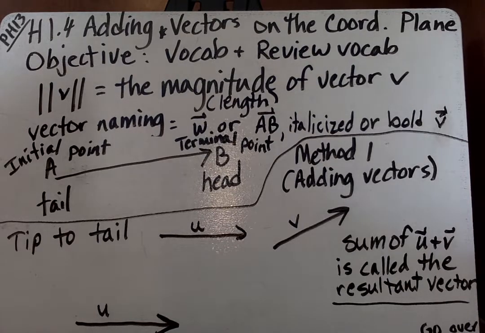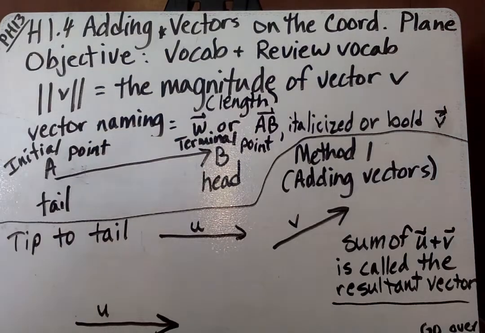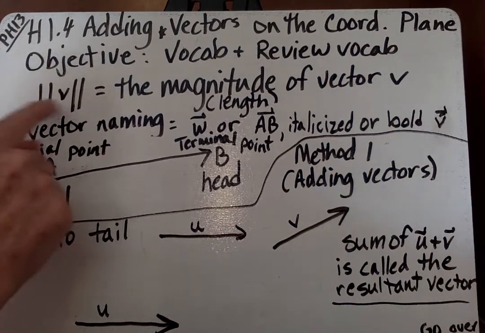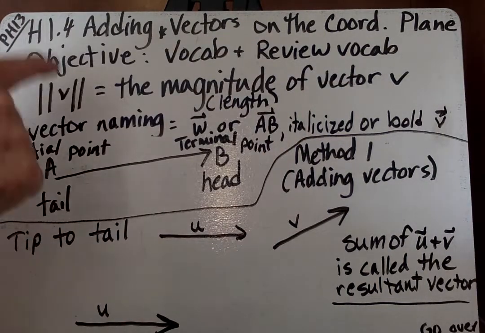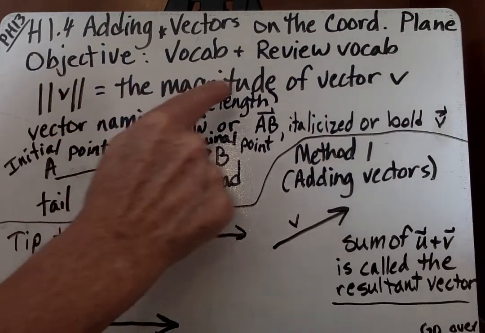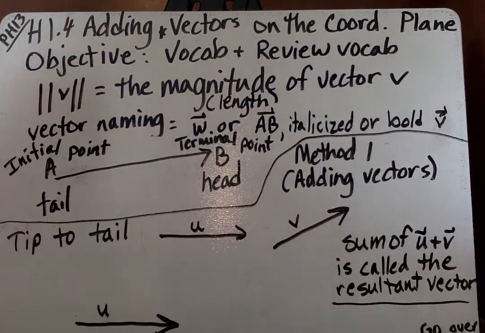We might have a little quiz on vocabulary because sometimes students don't learn the vocabulary and it's important to know the vocabulary. So we're going to review a little bit of the vocabulary right here. So if you see this, what does that mean? It's the magnitude of a vector. Okay, so this particular thing is the magnitude of vector v. And remember, the magnitude is the length of a vector.